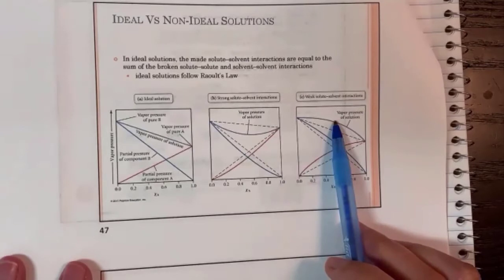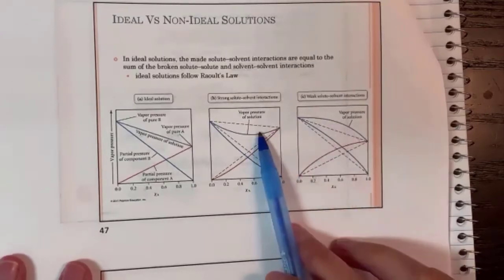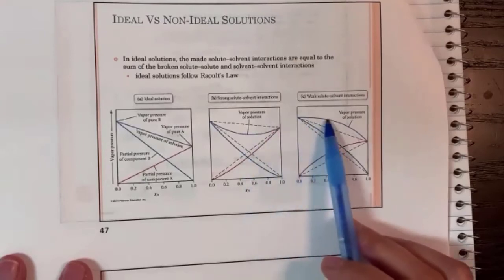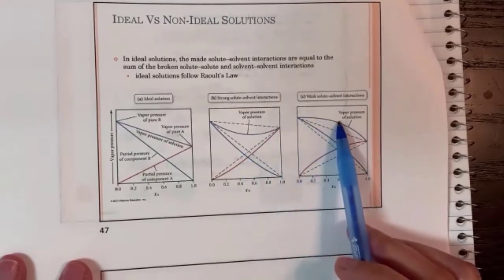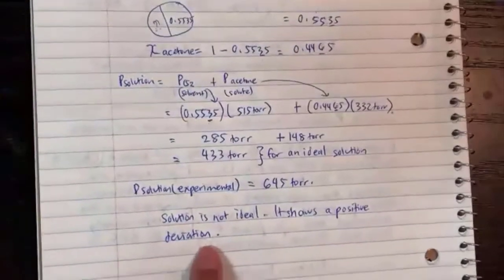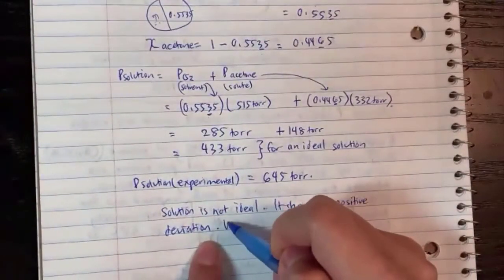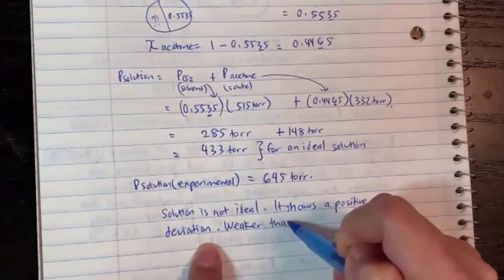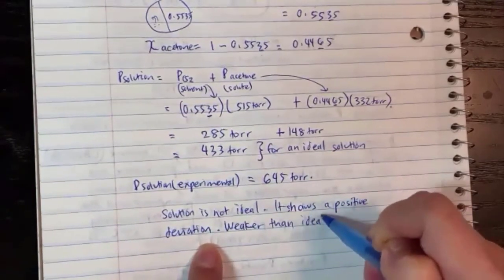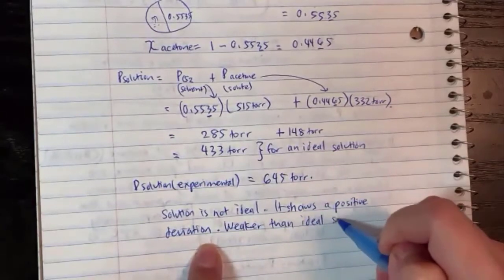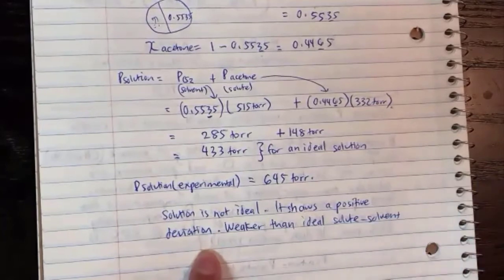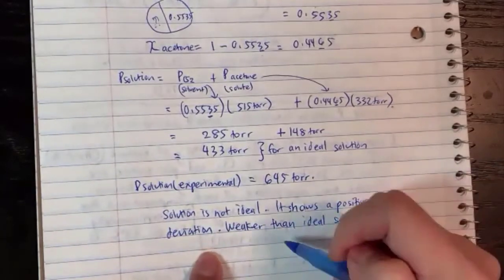Are we all clear? The positive versus negative shows you if it likes each other more than ideal or if it doesn't like each other as much as the ideal. So in this case, because it's a positive deviation, that means it's weaker than expected, weaker than ideal solute-solvent interaction.